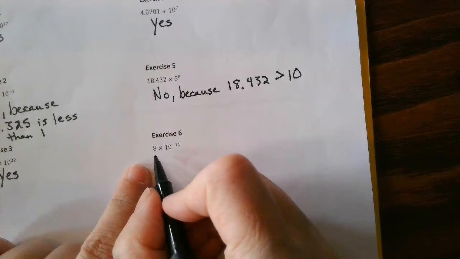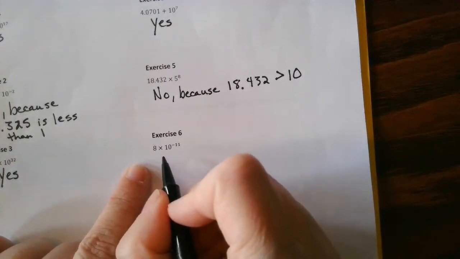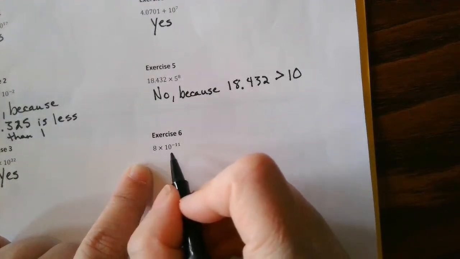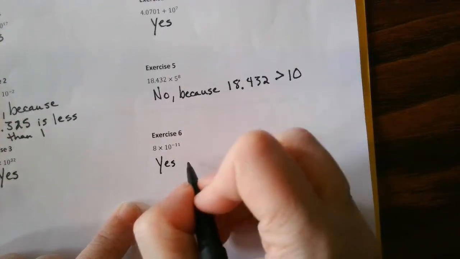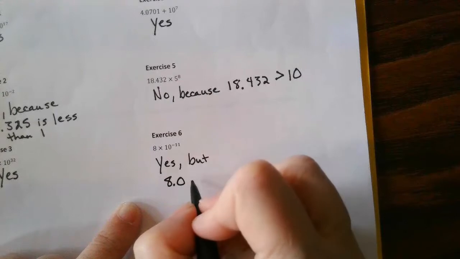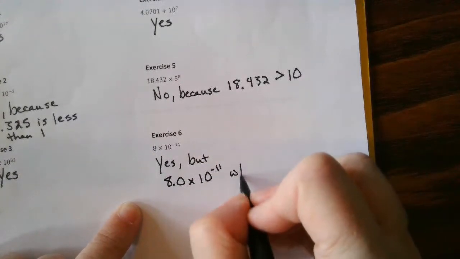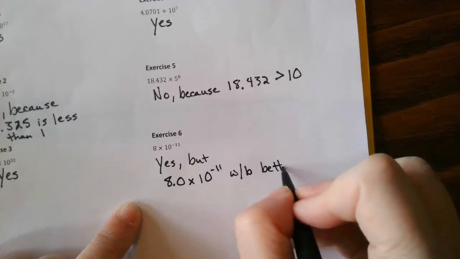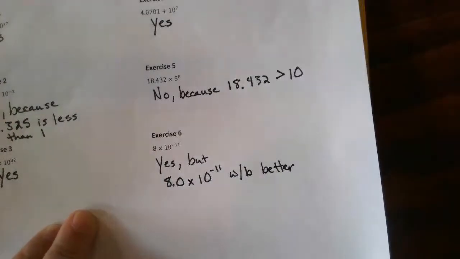This next one is technically written in scientific notation, but there's one little thing we like to do with it to make sure that we know it's proper scientific notation. We would write, yes, but 8.0 times 10 to the negative 11th would be better. That would be the more proper way to write it. We like to make sure that there's always a decimal in there.